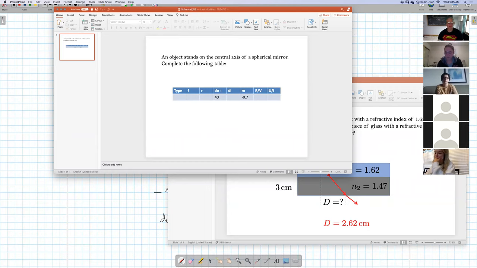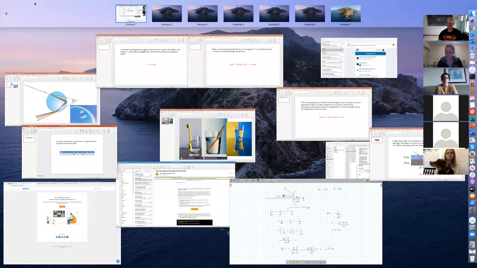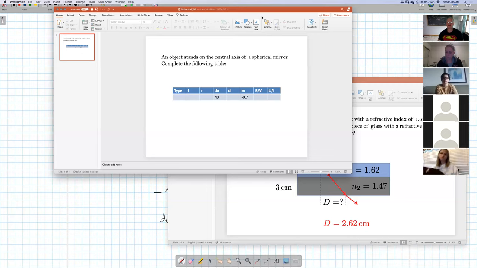So basically, from only the knowledge of the object distance and the magnification, fill out the rest of the chart. It shouldn't take me too long. I'll give you maybe about 10 minutes to fill this out.